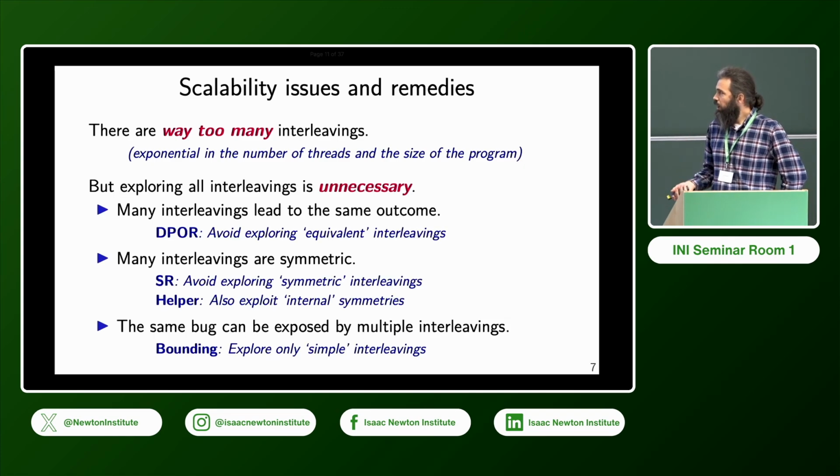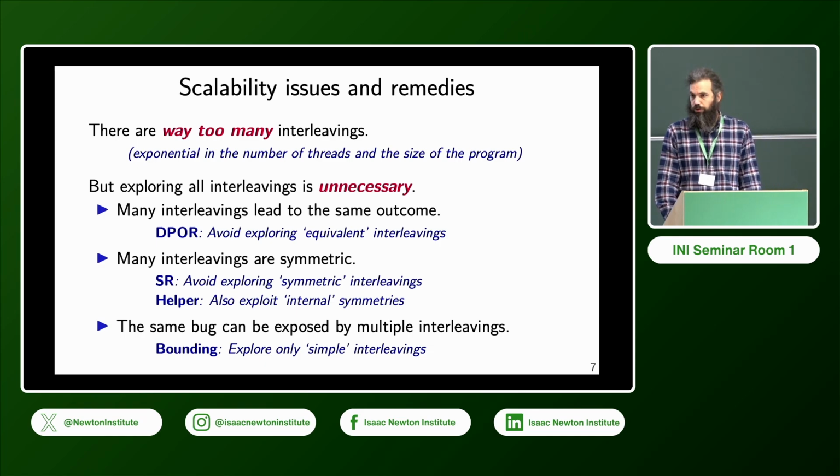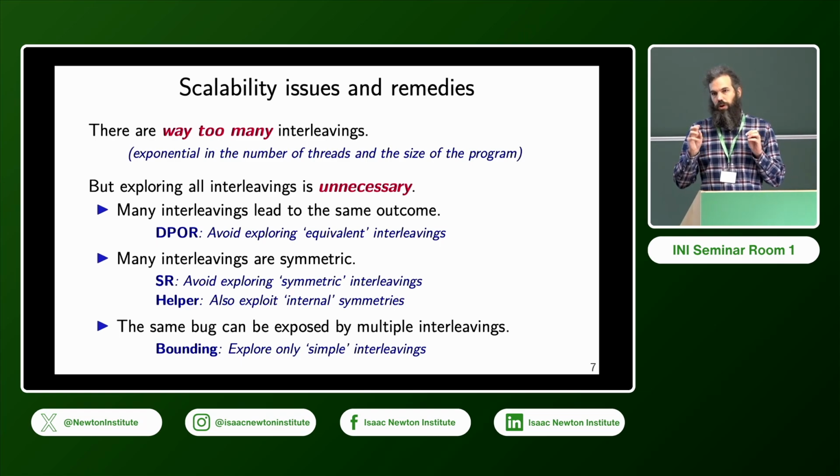The simplest one is partial order reduction, also dynamic partial order reduction, where you observe that if two threads access disjoint pieces of data, then it doesn't matter in which order you interleave them. And even at a more fine-grained level, if two instructions of different threads just commute, it doesn't matter in which order you execute them. So just choose one of the two orders.